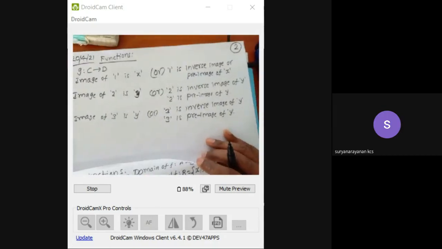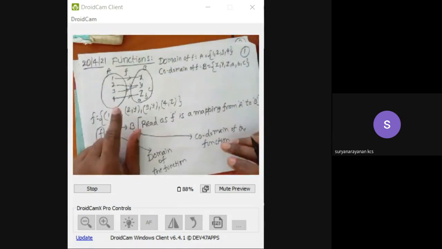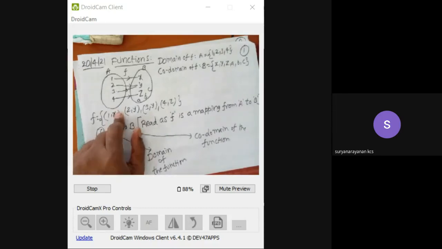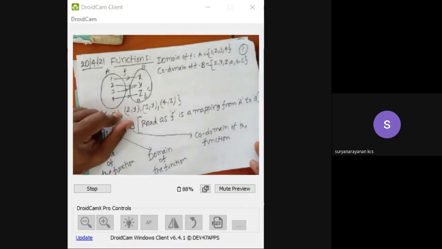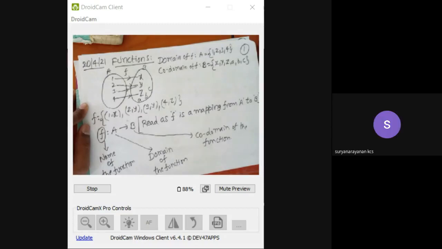Next. Now come to the point. What is the image of 4, Pritika? Sir, inverse image of 4, sir. I asked you the image of 4. What is the image of 4? 4, sir. 4 only.